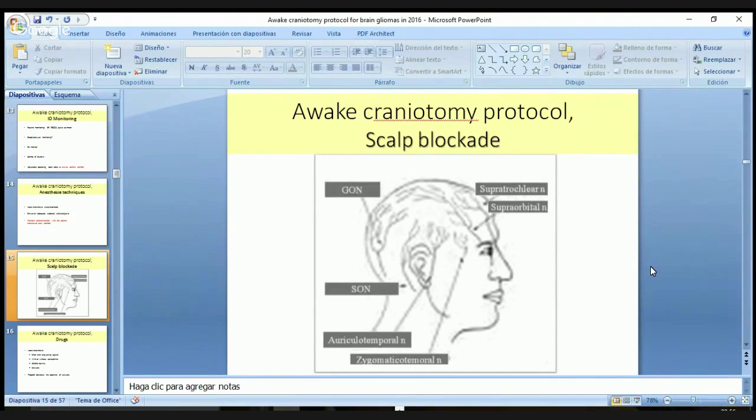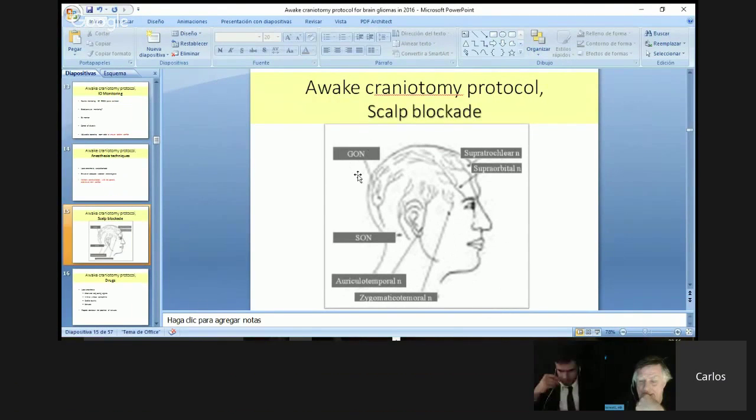During the scalp blockade, we can use the greater occipital nerve and the lesser occipital nerve, the auriculotemporal nerve, the zygomaticotemporal nerve, the supratrochlear nerve, and the supraorbital nerve. We can blockade every one of these.